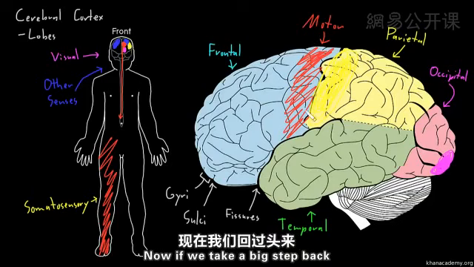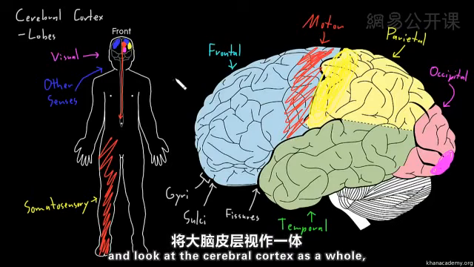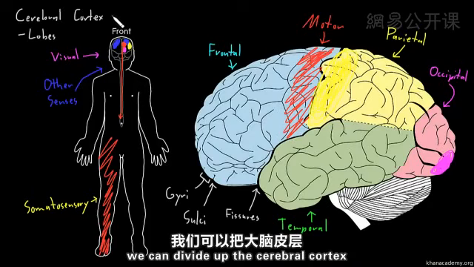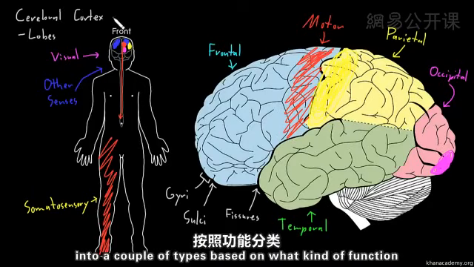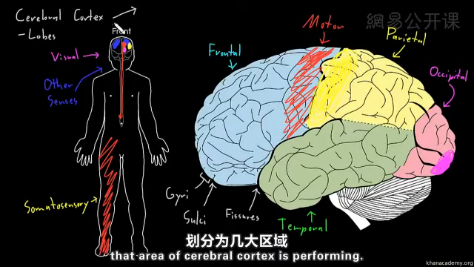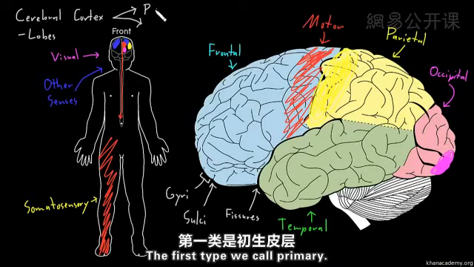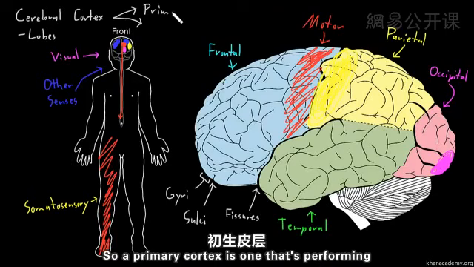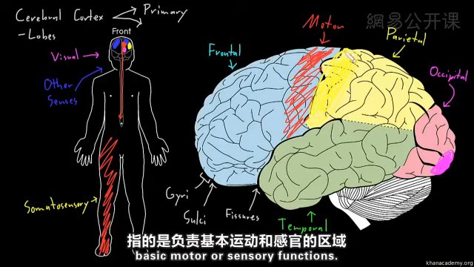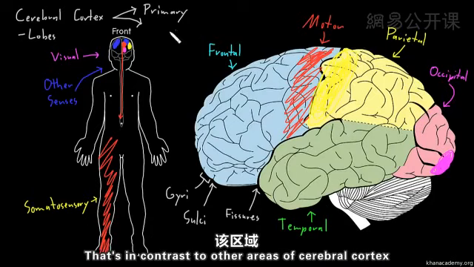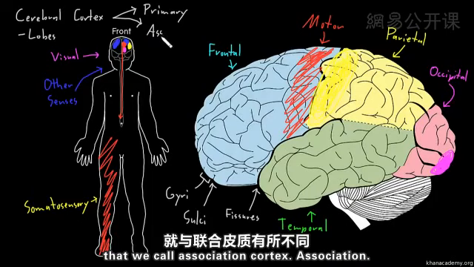Now, if we take a big step back and look at the cerebral cortex as a whole, we can divide it up into a couple of types based on what kind of function that area of cerebral cortex is performing. The first type we call primary. So a primary cortex is one that's performing basic motor or sensory functions. And that's in contrast to other areas of cerebral cortex that we call association cortex.